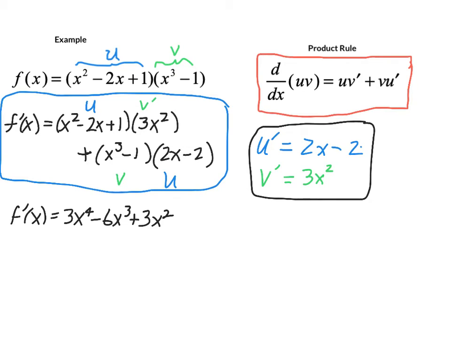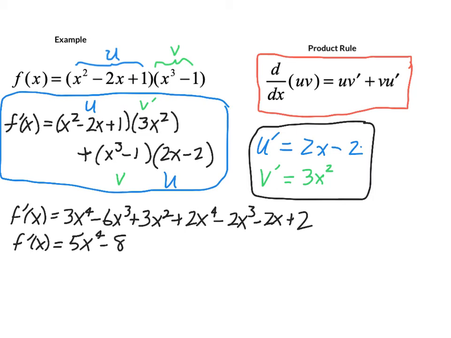And then for the second part, we're FOILing a couple of binomials. So we have 2x to the fourth minus 2x to the third minus 2x plus 2. And then if I combine my like terms, we can express the derivative as a polynomial in descending order. So that would be 5x to the fourth minus 8x to the third plus 3x squared minus 2x plus 2, if that's something that you would need.